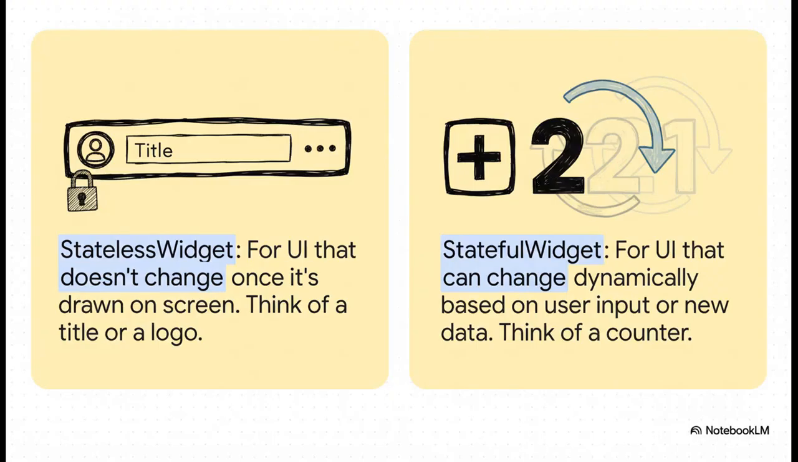Now, inside this whole world of widgets, there are 2 main types you really need to know. First, you have a stateless widget. This is for UI that never changes once it's on the screen. Think of your app's logo or a simple title. Then, you have a stateful widget. This is for any part of the UI that needs to change dynamically, like a counter that goes up when you press a button, or a list of items that updates with new data. Getting this difference is absolutely key to building any interactive app.